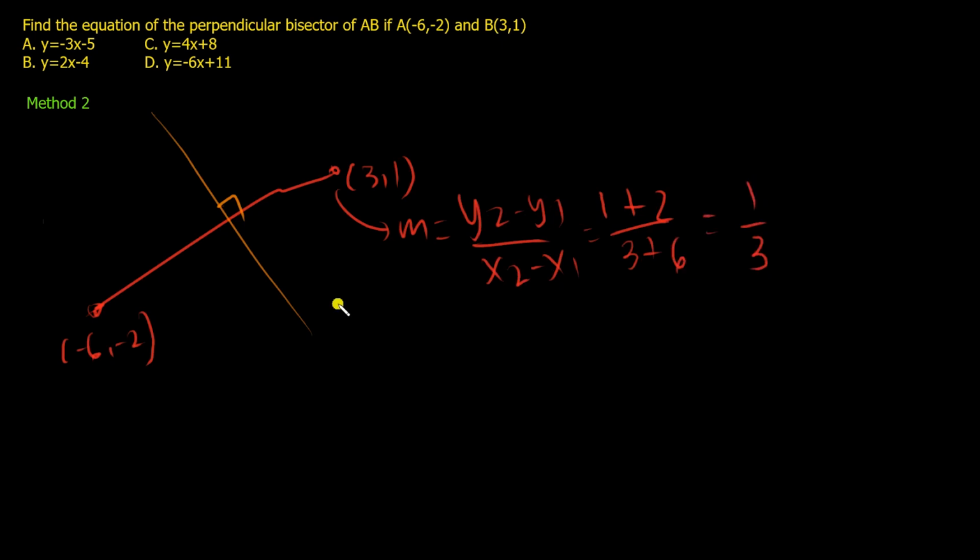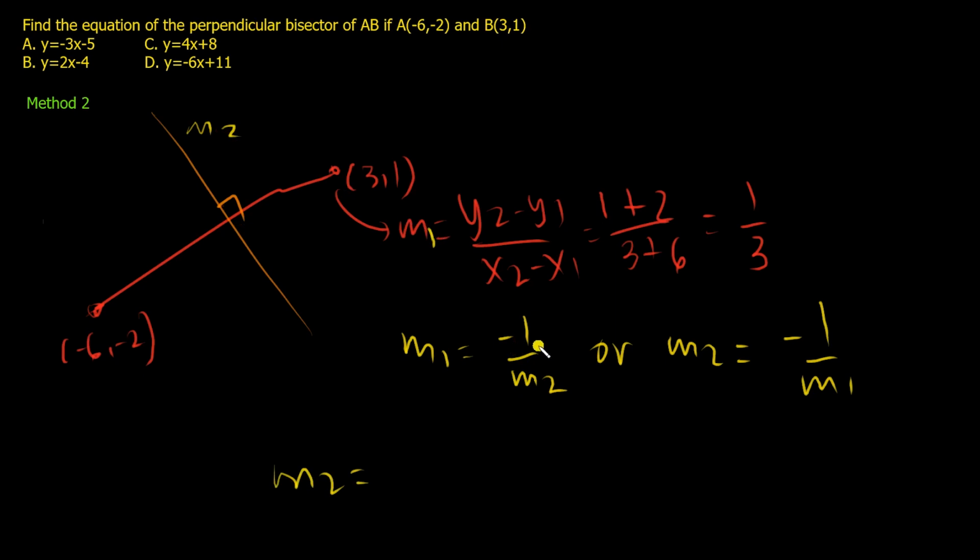Right? So what next? When two lines are perpendicular, what is the slope? When they are perpendicular, the slope is the negative reciprocal. So m1 is negative 1 over m2, or we can say m2 is equal to negative 1 over m1. Okay, so this is m1, this is m2. So what is m2? Negative 1 over 1/3, so the answer is negative 3. Okay, negative 3 is the slope of the perpendicular bisector.